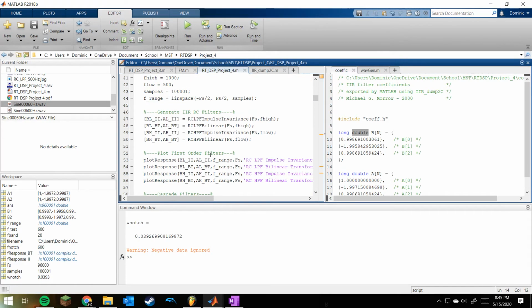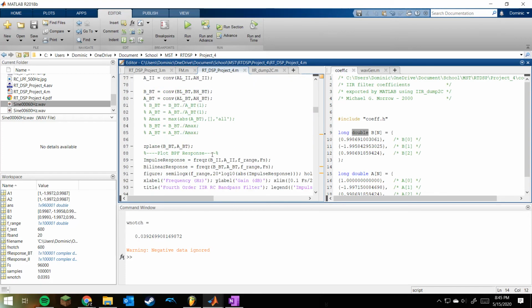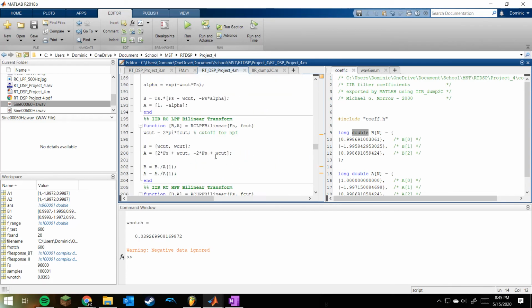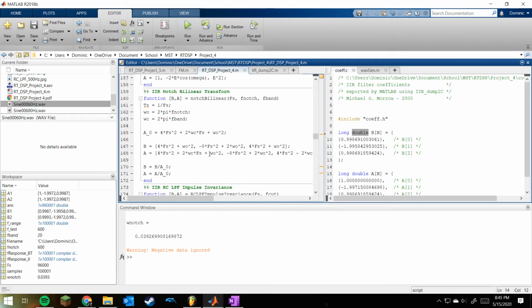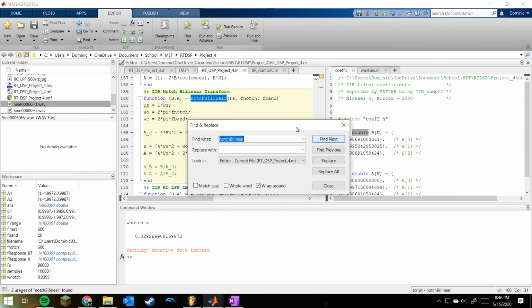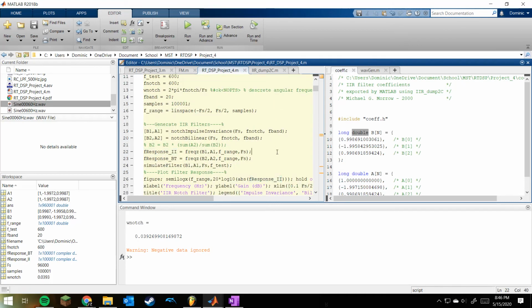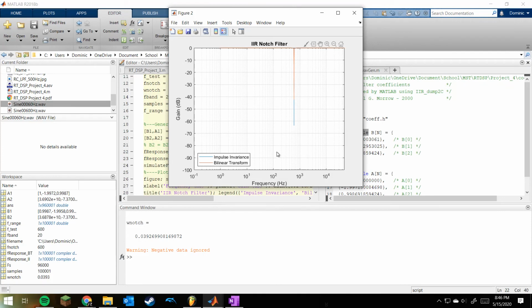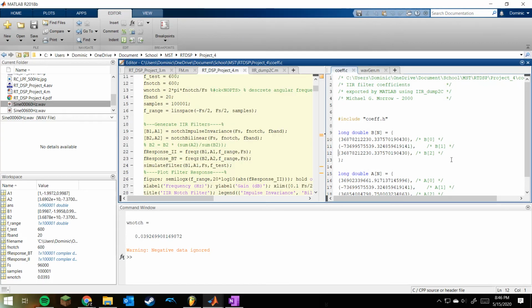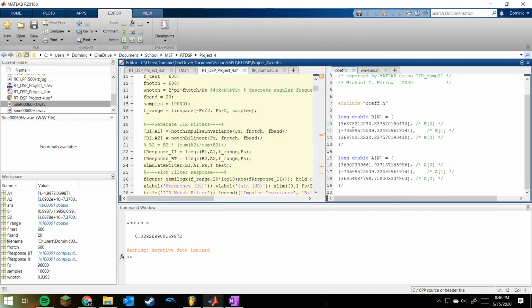So bilinear transform, I was going to mention, yes, I'm going to show you what happens when we don't divide by that first denominator coefficient. So if I just comment those two out here, and then go ahead and run the code, you can see the filter response actually comes out pretty good. It's here in orange. And it pretty much overlaps with the impulse invariance form. But look at these coefficients, man. They're just way too big.